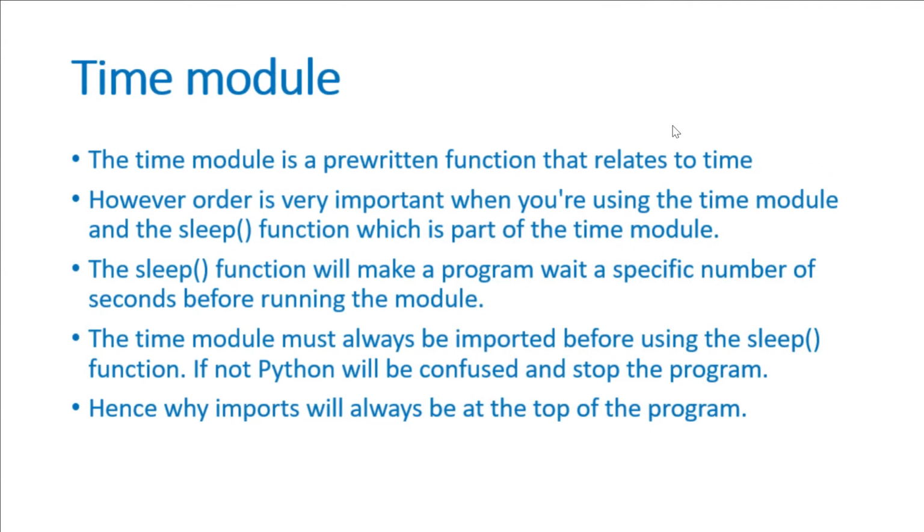So the time module is a pre-written function that relates to time. However, order is very important when you're using the time module. As you saw, the sleep function, which is part of the time module, will always be at the top, and so will the import of the library. The sleep function will make a program wait a specific number of seconds before running the module. The time module must always be imported before the sleep function. If not, Python will be confused and stop the program. Hence why imports will always be at the top of the program, as I said.